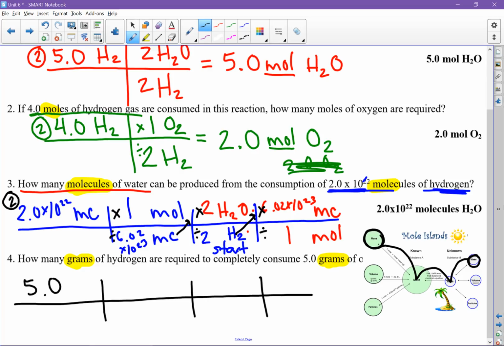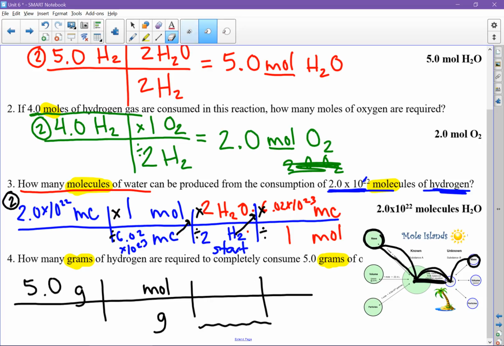So I'm going to start with 5.0. In my first step, I'm going to go from mass to moles. So that means it's okay to put the grams and the moles in my fence. So I'm going to bring grams up, grams down, and first I'm going to go to mole island number 1. In my next fence, I'm going to go from mole to mole. That means I don't want to write mole in this section of my fence. Because it's all mole, that's not a helpful thing to include.